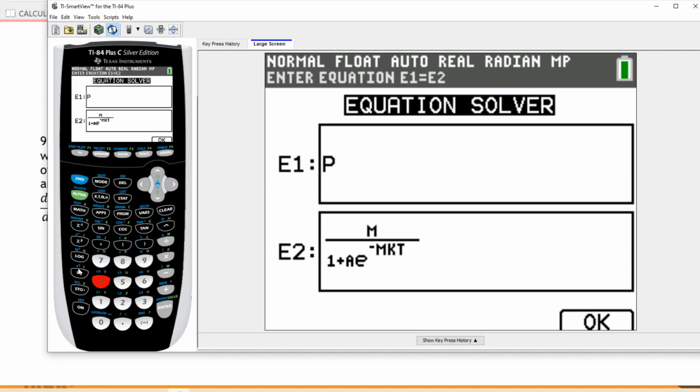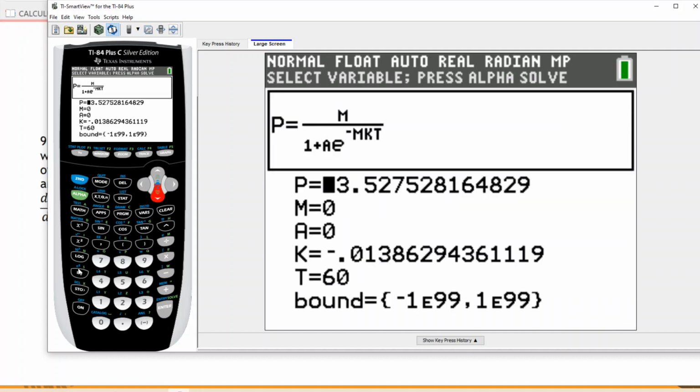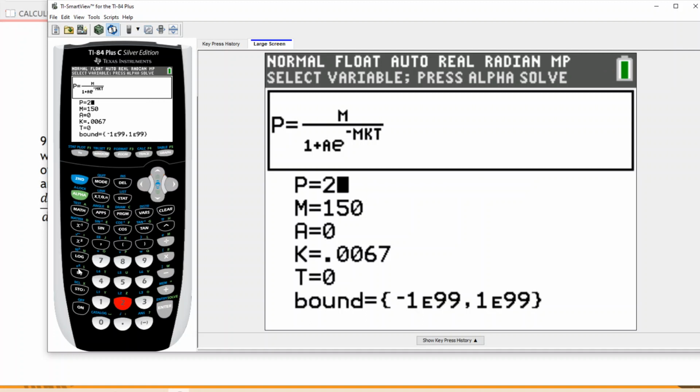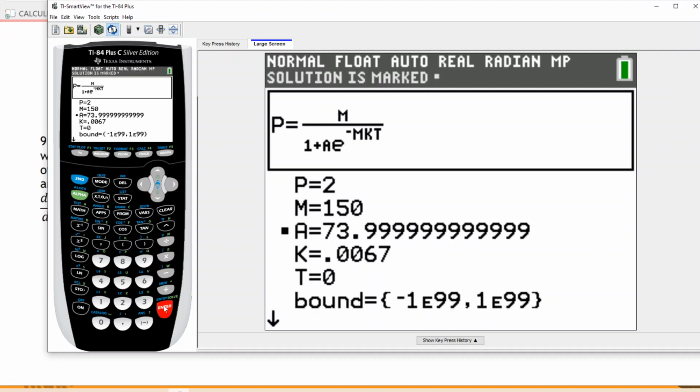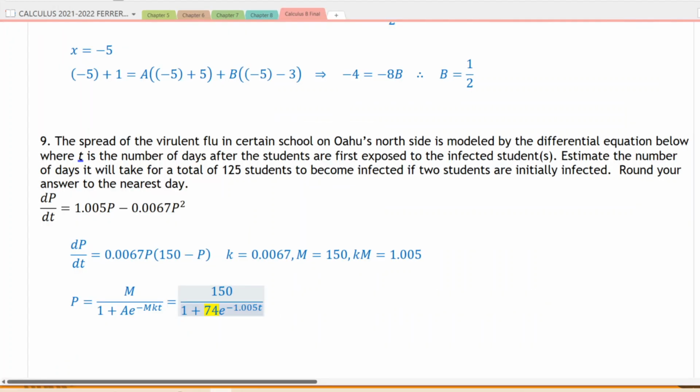I love putting the entire solution equation here with all the parameters intact. I feel like it gives me a lot more control over what I'm putting into my equations. So I'm going to substitute things. We know M, we know K, and we know that when T is equal to 0, there were 2 students infected. Now this is enough information for me to solve for A, which I'll push alpha enter, and we'll get a result. There we go. A is pretty much 74, which we can go ahead and write into our equation here.